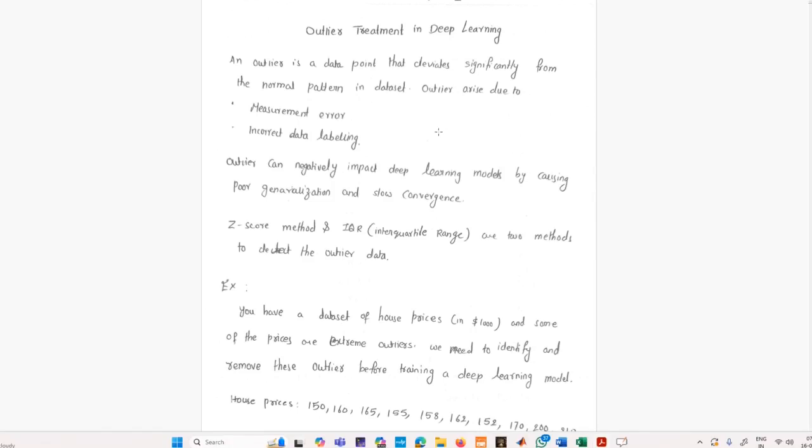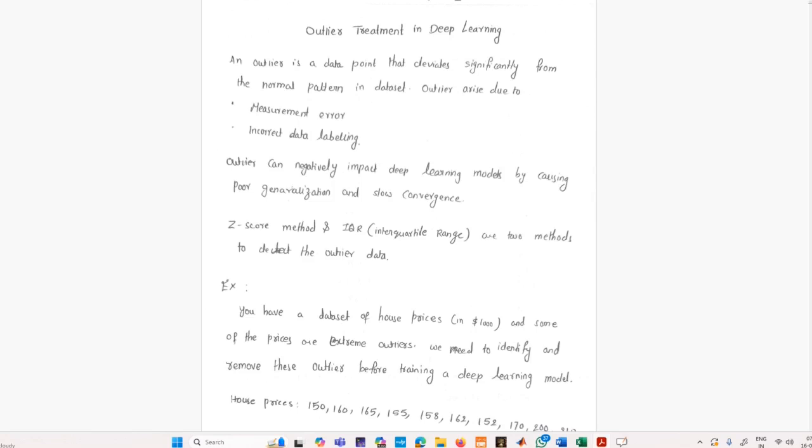Outliers can negatively impact deep learning models by causing poor generalization and slow convergence. If we are finding errors, that is, if we are taking mean square error or mean absolute error, it will give a large error. In order to reduce these errors, we have to update the weights and biases. It will take much time because the loss function is very high. We have to reduce this loss function, so it is creating a problem and we are not converging towards the true solutions because of this wrongly labeled data or incorrect collection of the data.